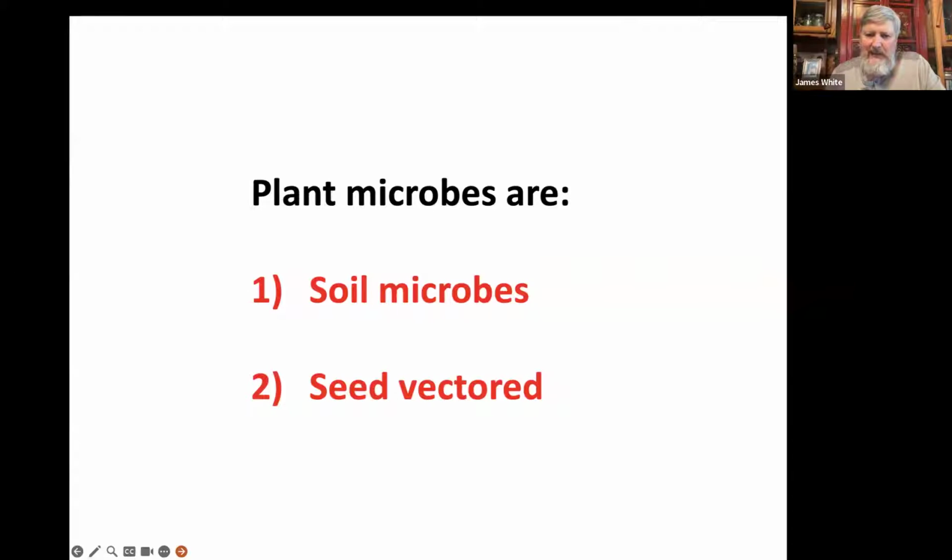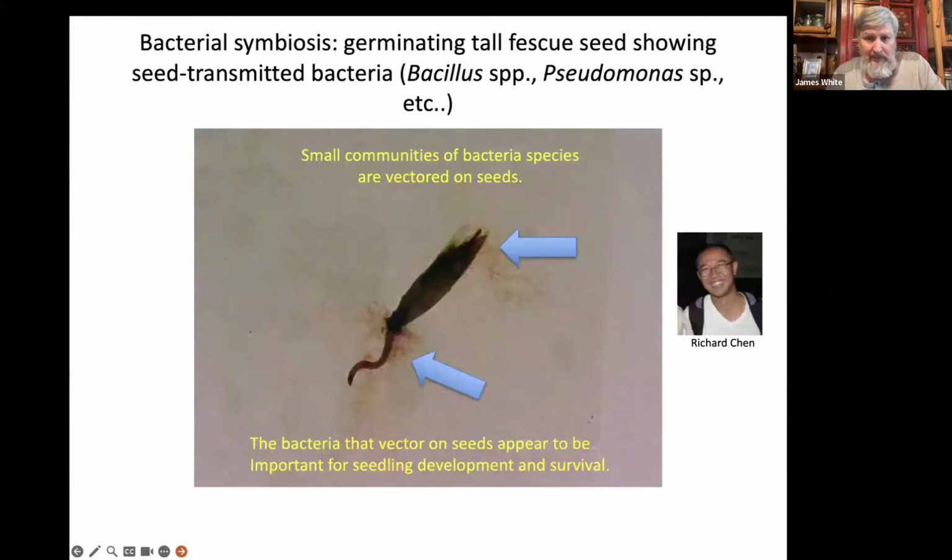And I should say, we've been doing some work with corn lately, and we're finding that some of the microbes are actually vectored inside the pollen. So not only are the endophytes seed vectored, but they also are pollen vectored. And so plants could move their endophytes between plants through the pollen and the seed.